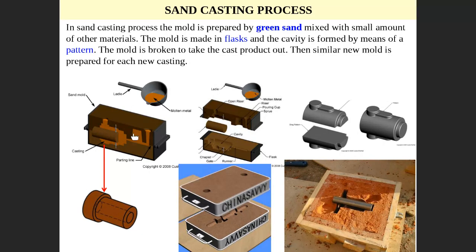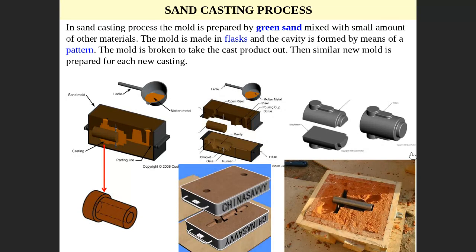When it solidifies and becomes solid, you destroy the mold, because this is an expendable mold made of sand. Then you destroy the mold and take the part out. Any question? Is it clear? These are the steps of how to manufacture.